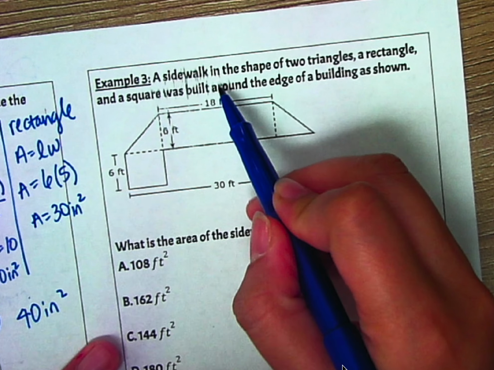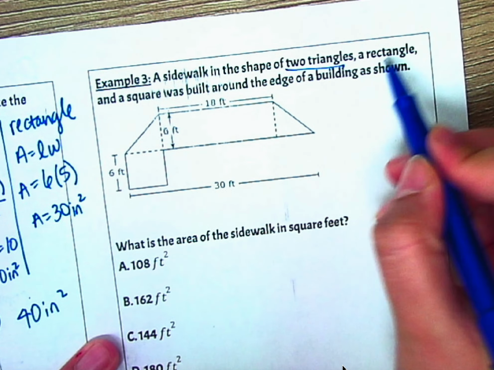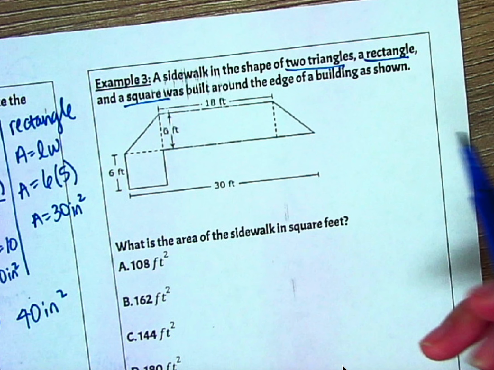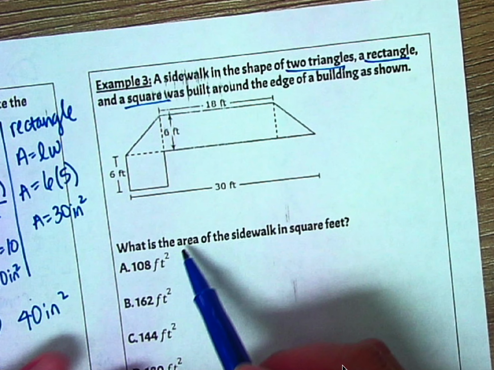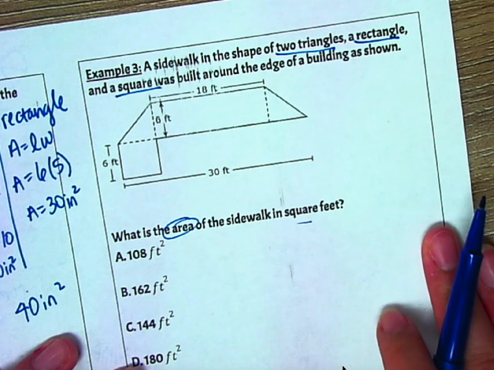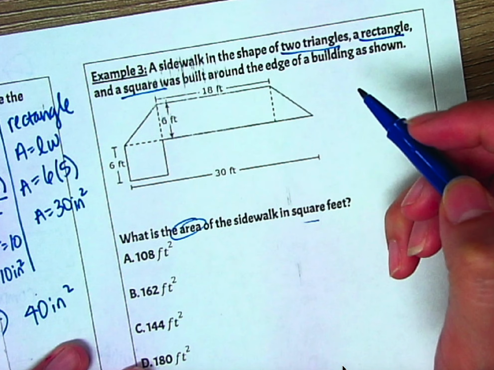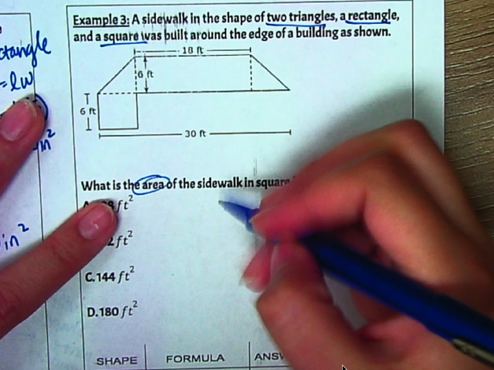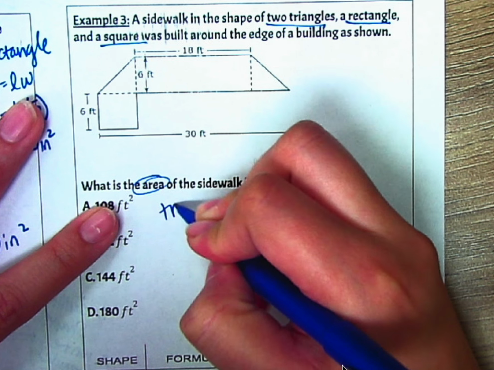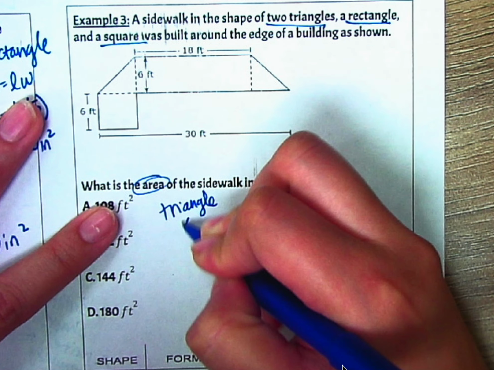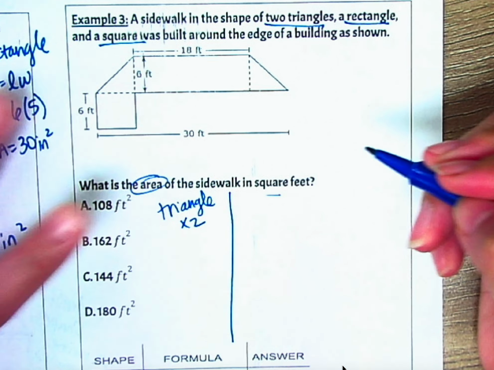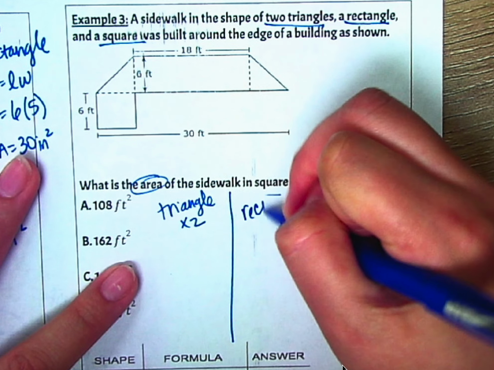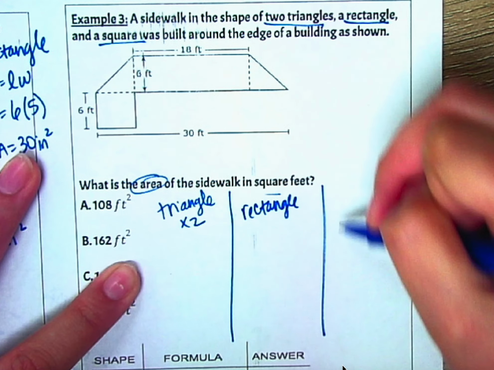Okay, so it says a sidewalk in the shape of 2 triangles, a rectangle, and a square was built around the edge of the building. What is the area of the sidewalk? So I'm going to do the first step. I have to identify all of the shapes. It tells me I have 2 triangles, so I'm going to write triangles, and I'm going to write times 2, because by the end of this I'm going to have to multiply times 2 because there's 2 triangles. The next one is a rectangle, and the last one is a square.